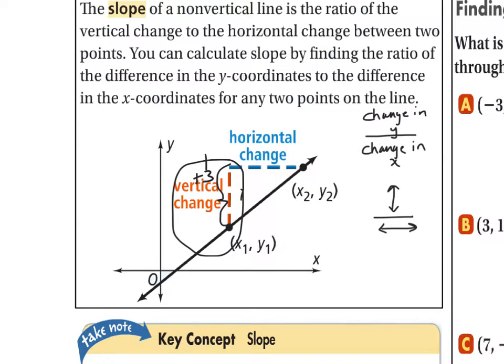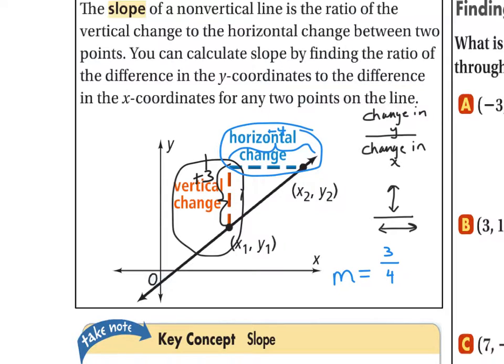And then the horizontal change, which is the blue dotted line, tells you how much you go right or left. In this case, we went right, and I'm just going to put a number to it. Let's go right 4. So in this case, for the slope of this line, how much did it go up or down? It went up 3. And how much did it go right or left? It went right 4. So that's how you would calculate it on a graph.